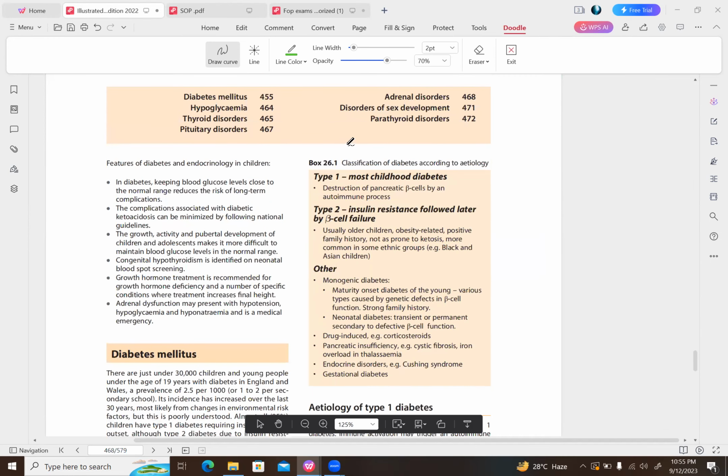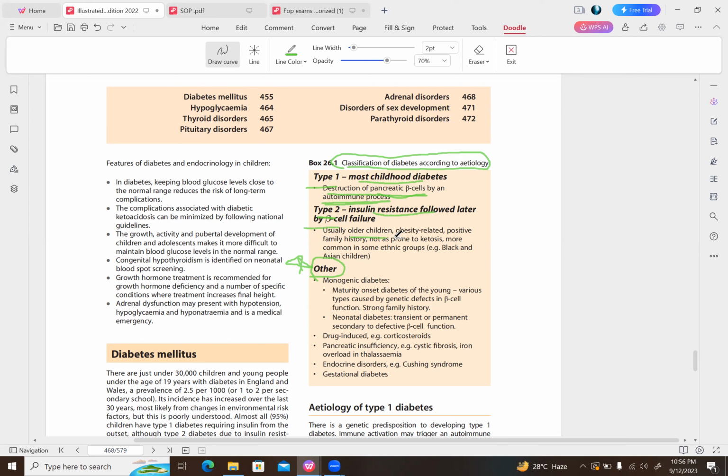You can see this table, classification of diabetes according to etiology. Okay? Etiology means this is type 1, type 2, and others. Others is also important. We will talk about that. Type 1 is the child with most cases of the diabetes, and it is due to destruction of the pancreatic beta cells by an autoimmune process. Autoimmune process, destruction of the pancreatic beta cells.